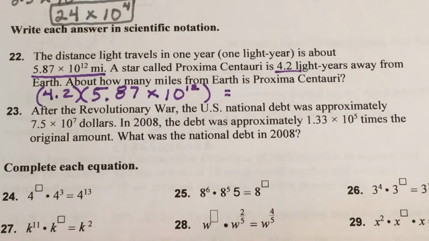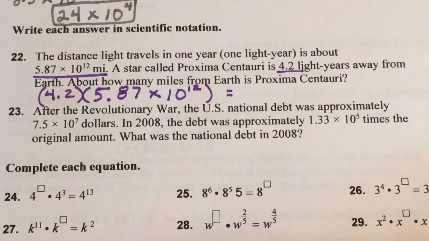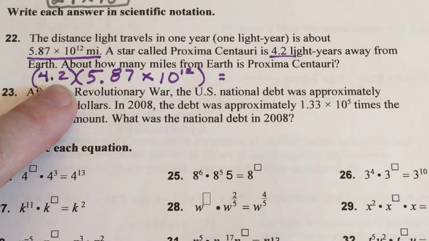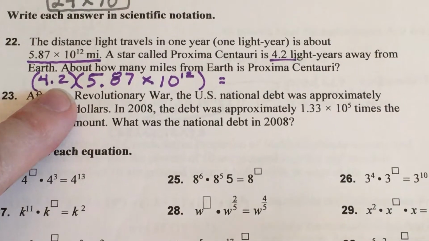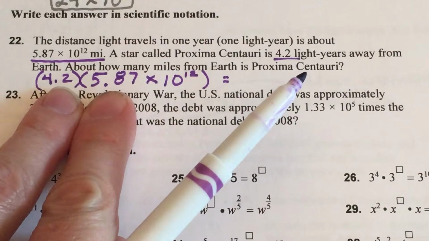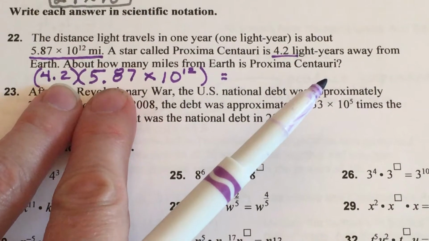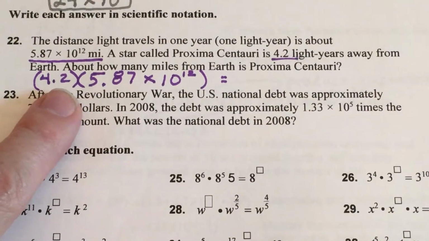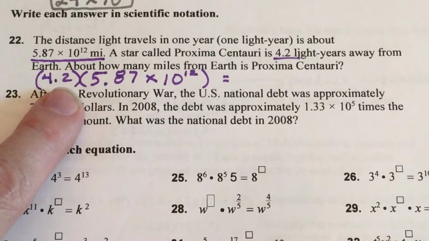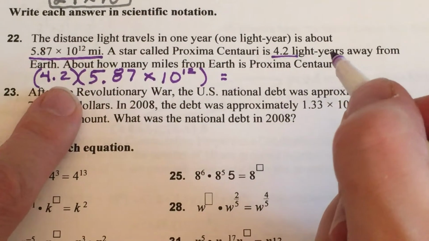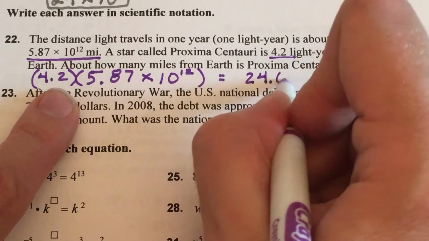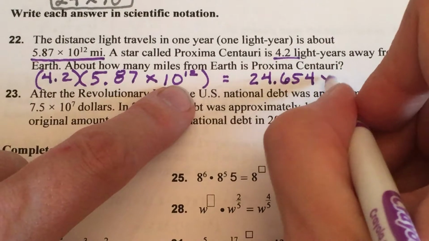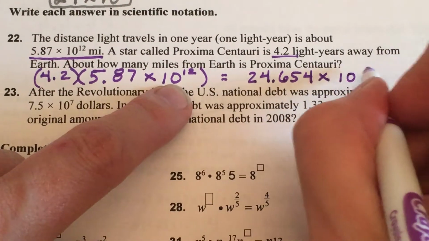All right, so coefficients go with coefficients, and bases with exponents go with bases with exponents. This 4.2, is that a coefficient or a base with an exponent? Yeah, it's just a coefficient. So let's multiply 4.2 times 5.87 in your calculator. What do you get? I'll wait for you. Did you get 24.654? I hope so. Let's finish this off. Do I have another base with an exponent to work with? No, I don't. So this is just times 10 to the 12th.